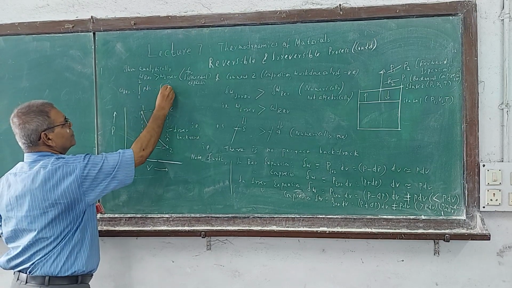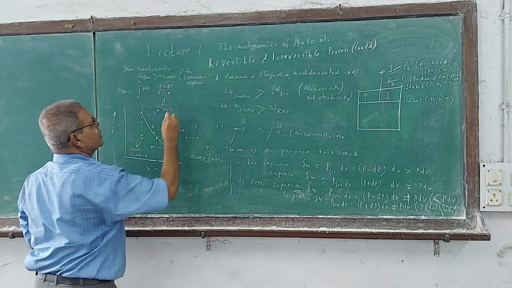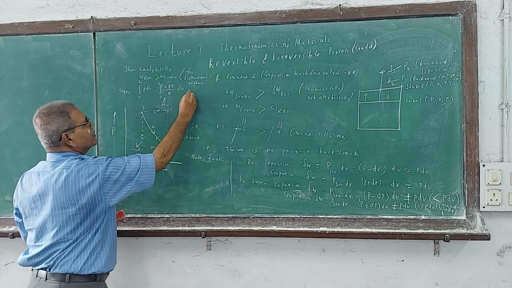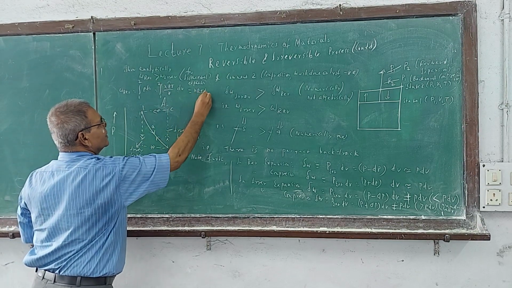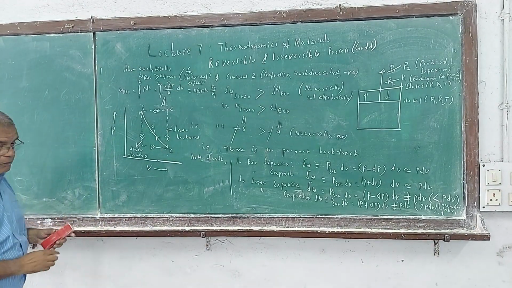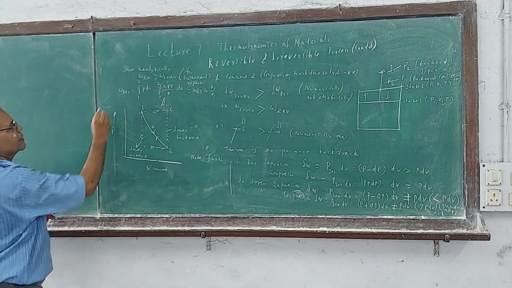P is what? nRT by V, ideal gas, for isothermal expansion. So nRT by V dV, quickly, from 1 to 2, which is what? You know very well: nRT ln V2 by V1. You can very easily derive. And what is important? This is reversible.